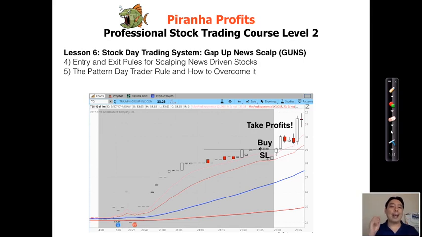So you learn specific entry and exit rules for this scalping strategy. And you also learn how to avoid the pattern day trader rule, which says that if you buy and sell on the same day, you have to have a certain minimum in your account. But there are ways to circumvent this ruling, and we'll learn exactly how to do that.